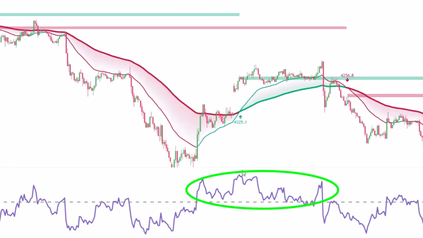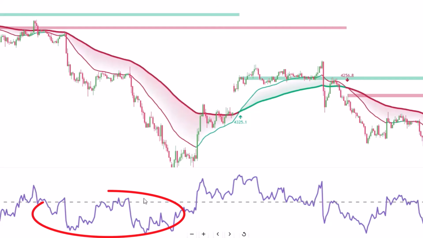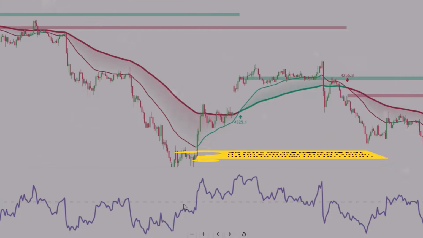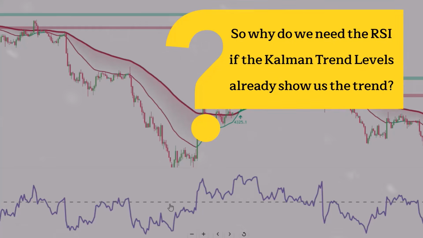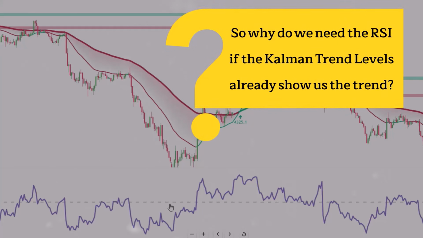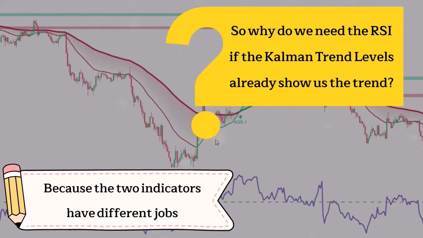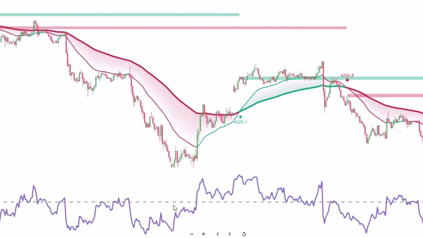Above 50, buyers have the advantage. Below 50, sellers have the advantage. So why do we need the RSI if the Kalman Trend Levels already show us the trend? Because the two indicators have different jobs. The Kalman Trend Levels tell us where we should be looking. They identify the direction of the trend and highlight the area where price is likely to react. The RSI tells us whether momentum is supporting that move.